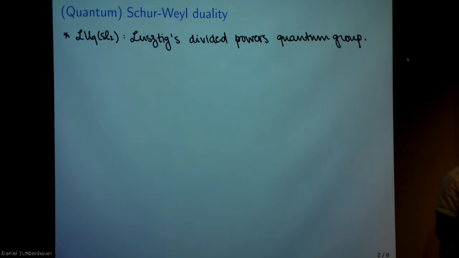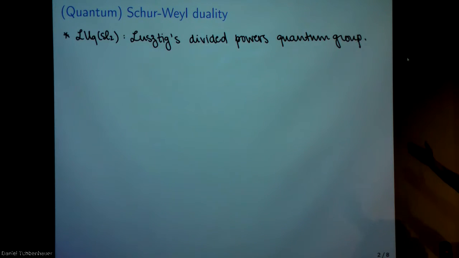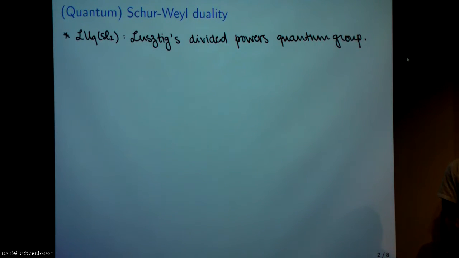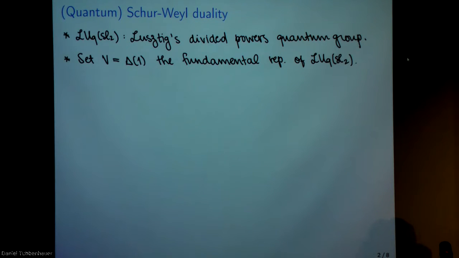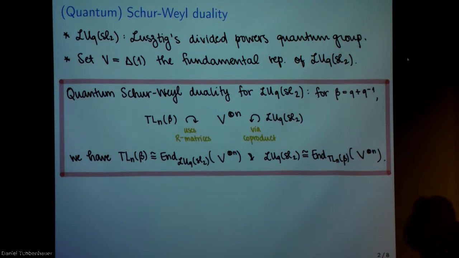So first of all, what do I mean by LUQSL2? This is Lusztig's extension of the quantum group UQSL2, generated by divided powers. And all throughout, I'll fix V to be equal to the Weyl module delta 1, which is the two-dimensional fundamental representation of LUQSL2. And so our starting point is quantum Schur-Weyl duality for LUQSL2.